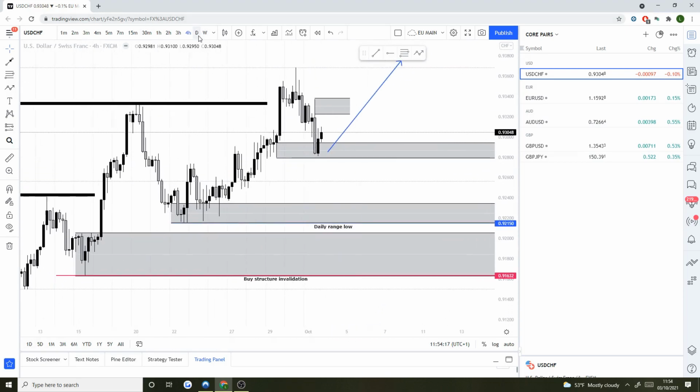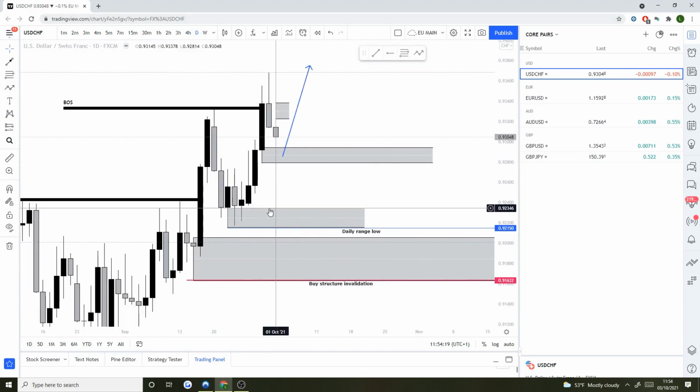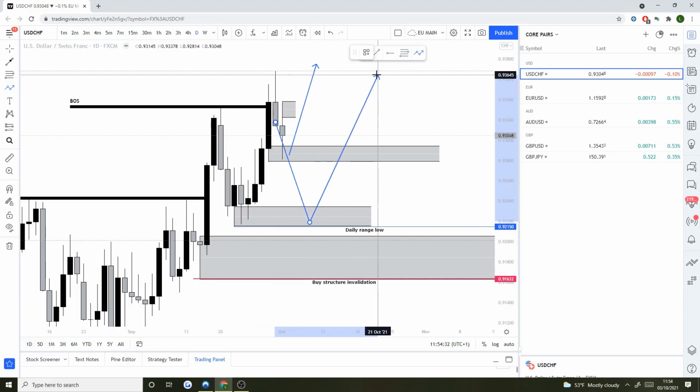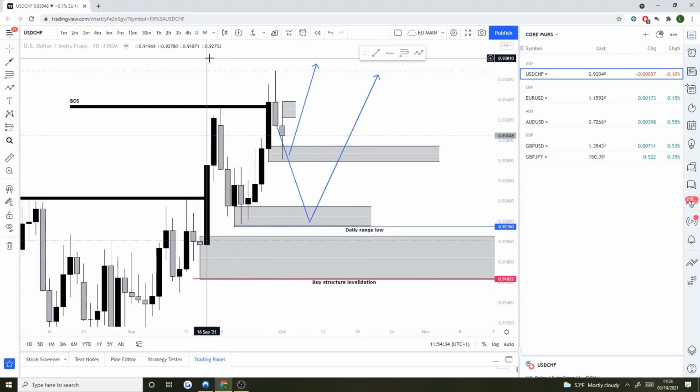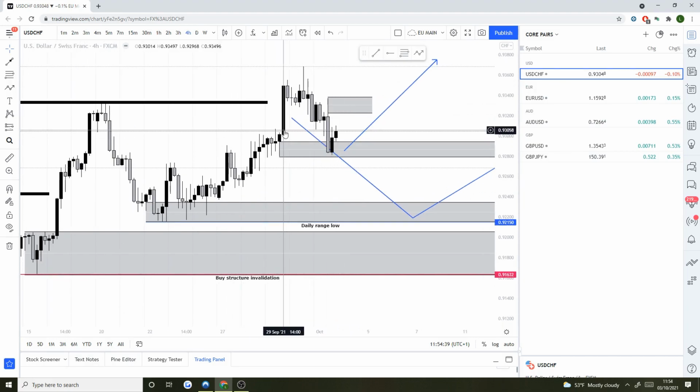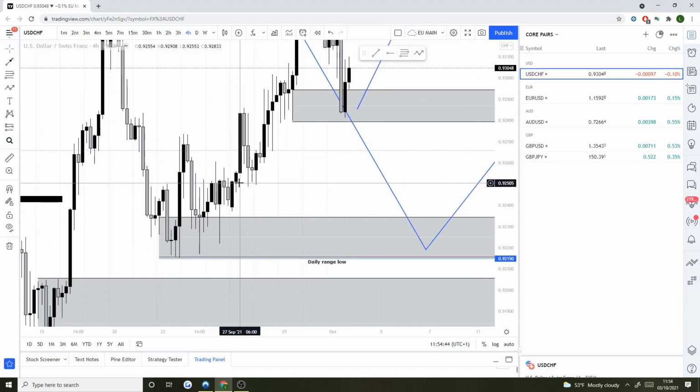Now the second place that I'm looking to buy from is this more extreme area within the daily range. So we've got our daily range from here to here, and it would make sense for price to come back down to the low of the daily range before continuing higher. Now, I'm still a bigger fan of this one up here, just due to the situation with being balanced on the 4-hour, and we don't really have imbalance here at the extreme of the daily range.